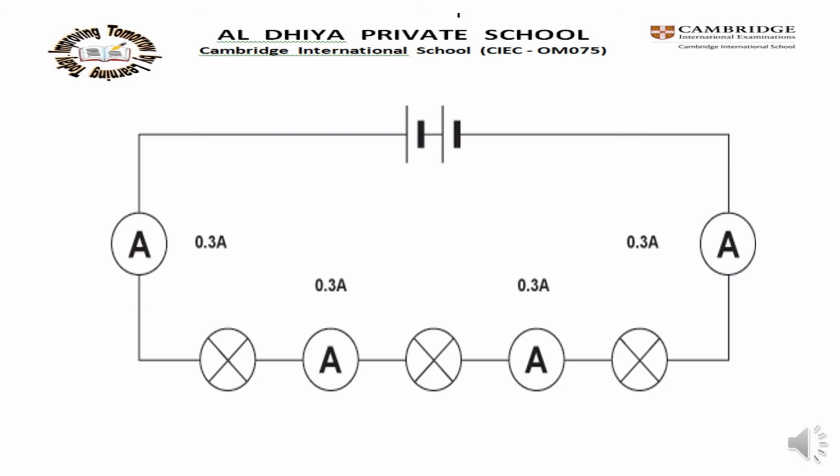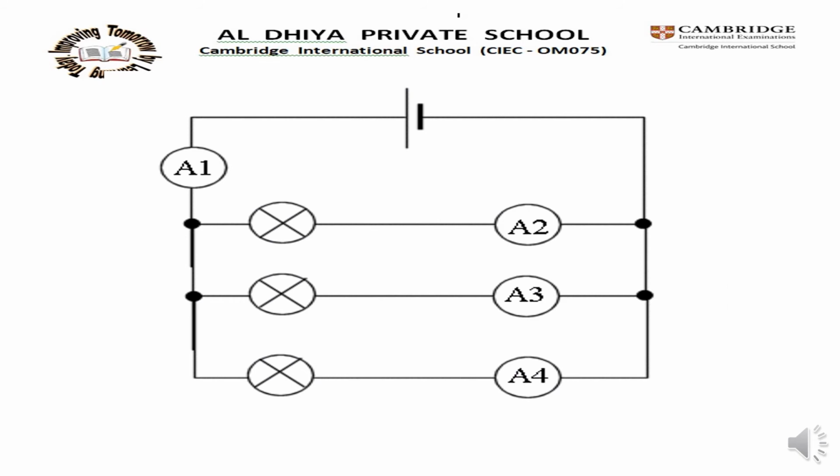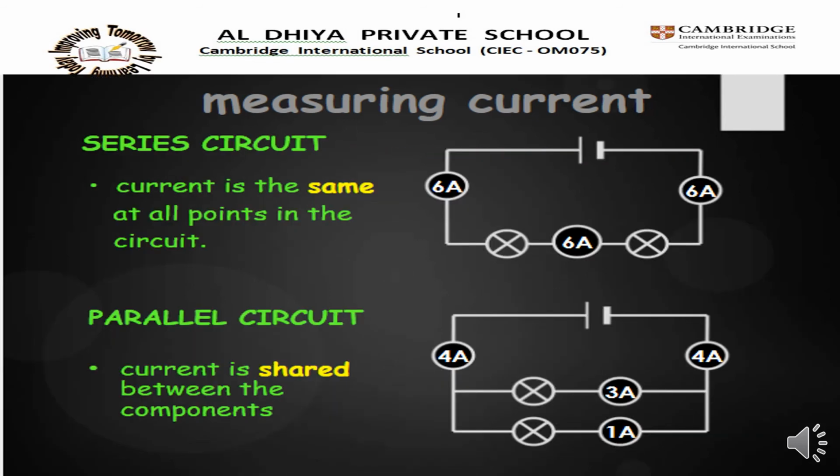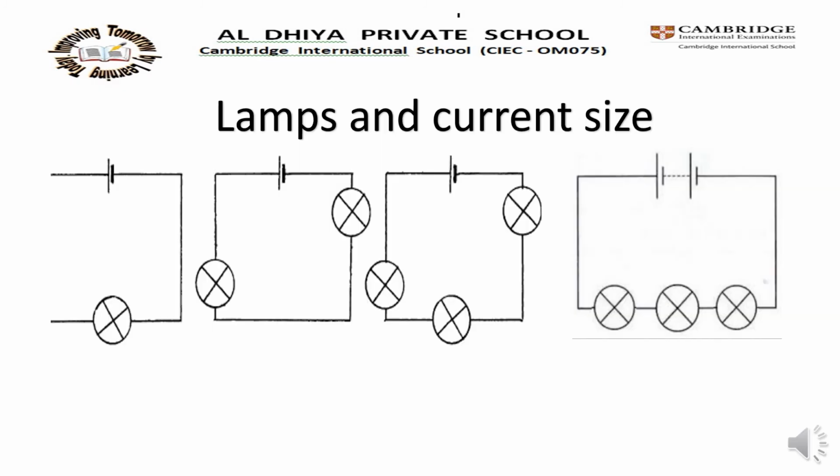A means ammeter. Look here, this is the parallel circuit. When an ammeter is to be used to measure the current flowing through a parallel circuit, such as shown in this picture, where is the ammeter? See the image A1, A2, A3, A4. These are the ammeters. Here we can understand how we draw an ammeter in a series circuit and in a parallel circuit. In a series circuit, the current is the same at all points in the circuit. But in the parallel circuit, the current is shared between the components.